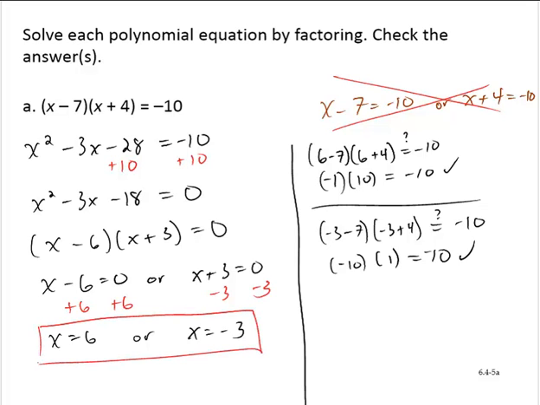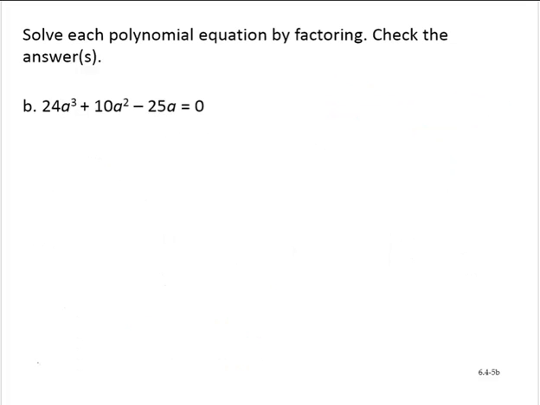So again, one key to remember if you're going to use factoring to solve an equation, you have to have one side of the equation equal to 0 before factoring. And let's see, this equation, we have 24a cubed plus 10a squared minus 25a equals 0. We already have a polynomial in standard form, and we have it equal to 0, so we can start factoring.